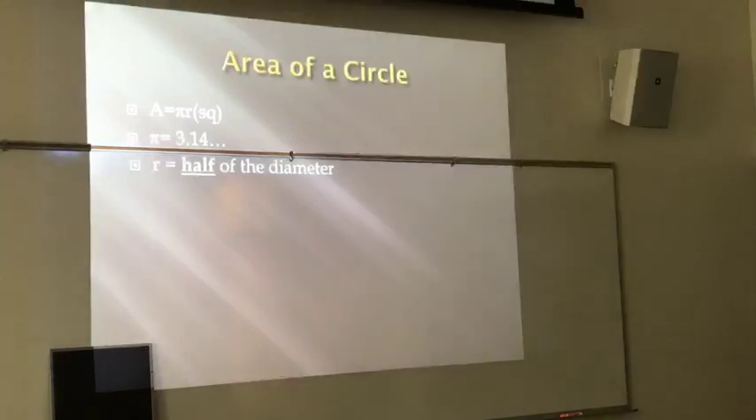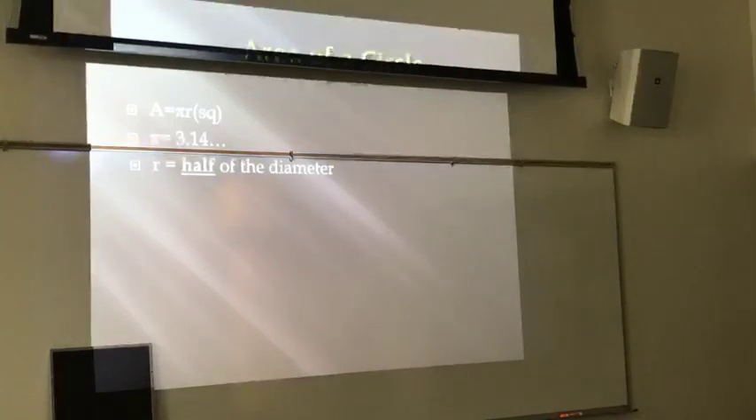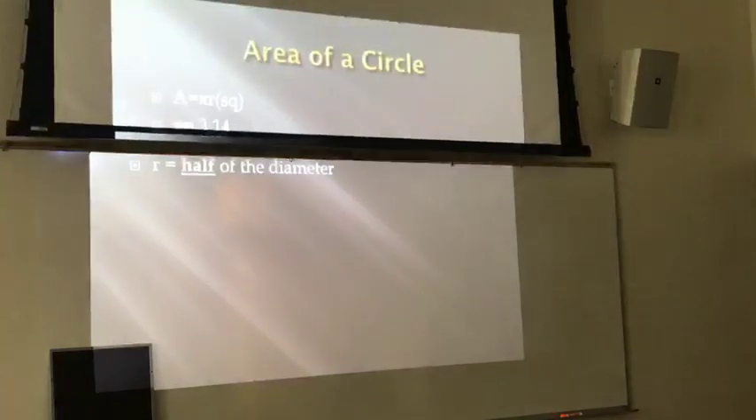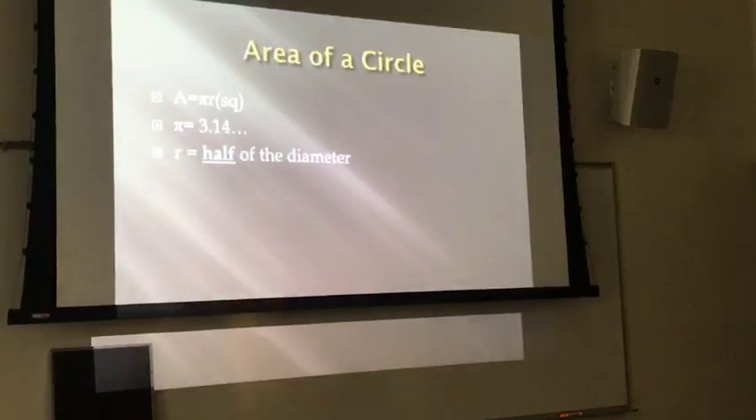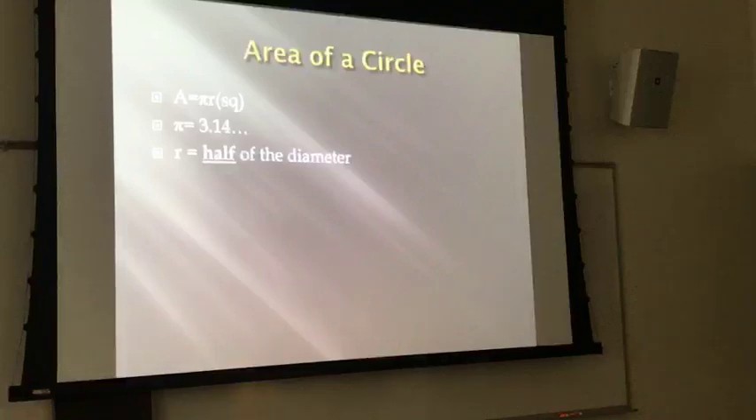How do you calculate the area of a circle? It's pi r squared. The mistake you have a tendency to make on the calculation of a circle is you're going to be given maybe the diameter, and pi is assumed, so 3.14 is always going to be a factor. You may have a problem that says you've got a circle that's 10 inches in diameter.